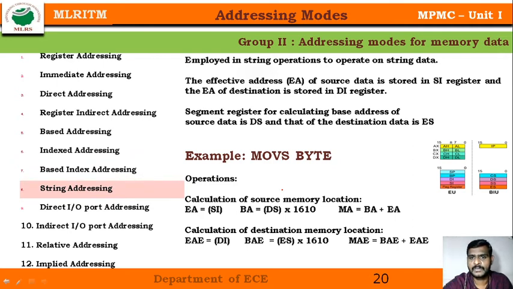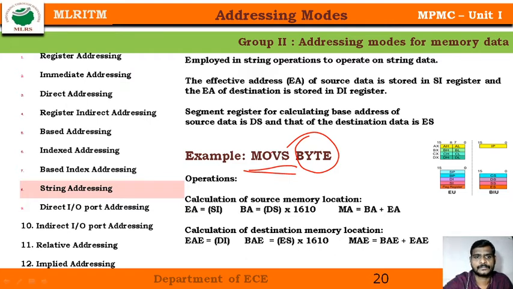Okay, for an example, if you take MOVSB, where MOVS indicates moving a string of information. How much string? A byte of data, 8 bits of data, is going to be moved to the particular destination register, either DI or ES.